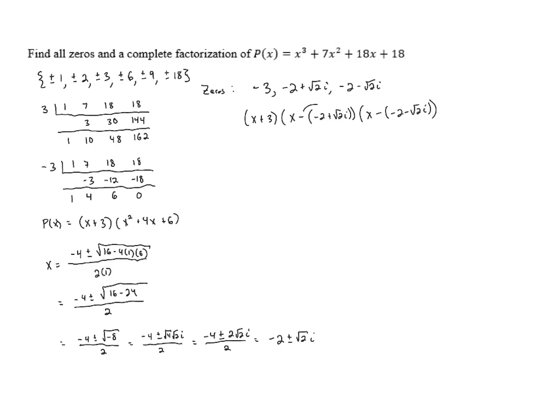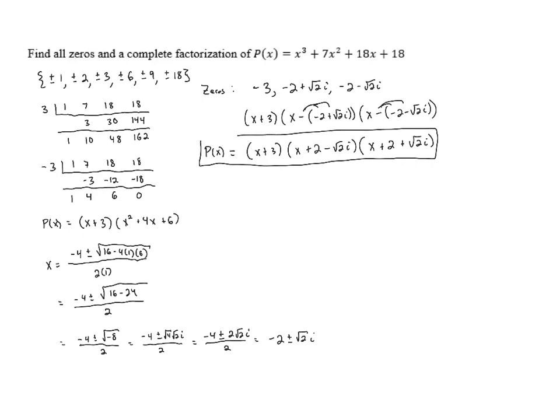And of course, to simplify things, we need to distribute those subtractions in each of the factors. So we end up with x plus 2 minus root 2i and x plus 2 plus root 2i. And this is the final factorization of our polynomial. So we've got that, we've got the zeros, and we're good to go.